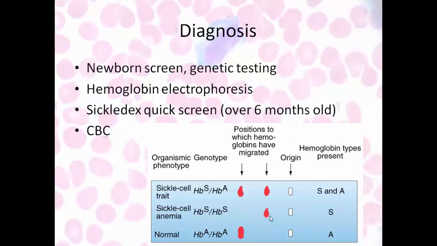If someone has fetal hemoglobin, that will be its own separate little band. If they have that C-type hemoglobin, it'll be its own separate little band. So this is how we know exactly what kind of hemoglobin is actually in someone's body.